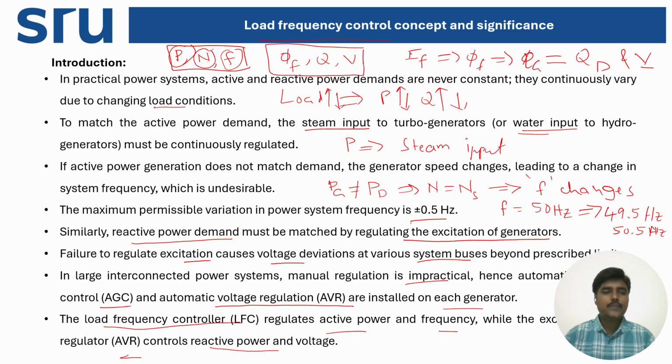Once you control the speed, frequency can be controlled and active power can also be made equal to the active power demand. Similarly, by controlling the field flux or field current, you can control the voltage output of the generator, and at the same time, you can bring the reactive power generation QG equal to QD. How to control both P and Q is very important in the real power system because our load keeps on changing continuously.